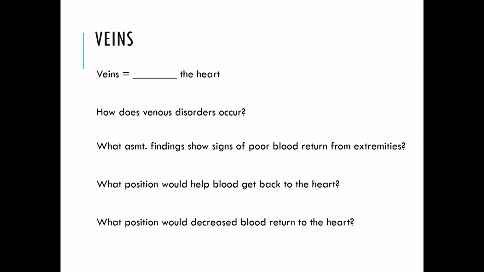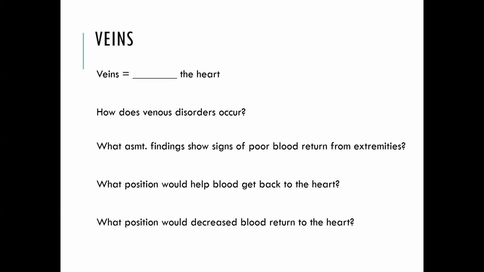So how do venous disorders occur? There's decreased blood flow returning to the heart, and it causes blood to sit in the vessels, venous stasis, and it increases the risk of coagulation. We know if blood sits somewhere, it could clot, right?